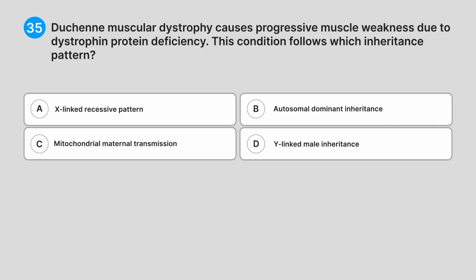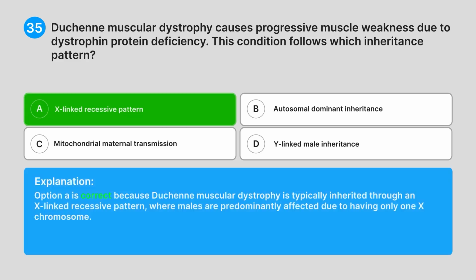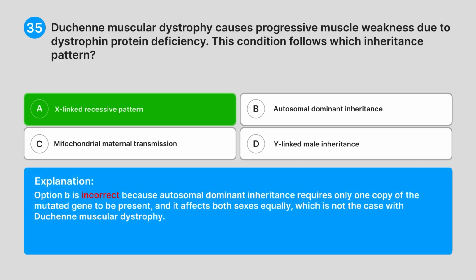Correct answer, A. X-linked recessive pattern. Explanation. Option A is correct because Duchenne muscular dystrophy is typically inherited through an X-linked recessive pattern, where males are predominantly affected due to having only one X chromosome. Option B is incorrect because autosomal dominant inheritance requires only one copy of the mutated gene to be present, and it affects both sexes equally, which is not the case with Duchenne muscular dystrophy.